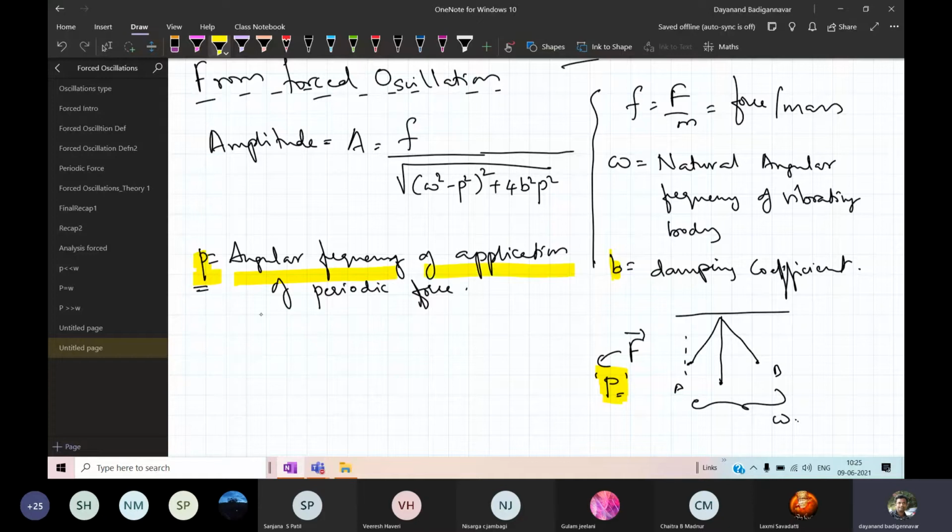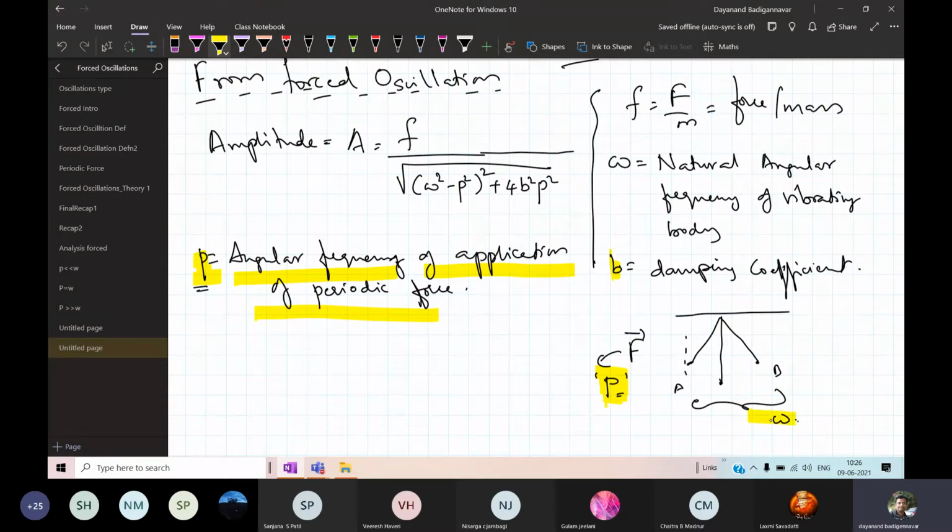Every 1 second, 2 seconds, you apply the force, that is called the frequency. The frequency, in terms of angular frequency, is represented as P. You apply the force F at the rate of P.